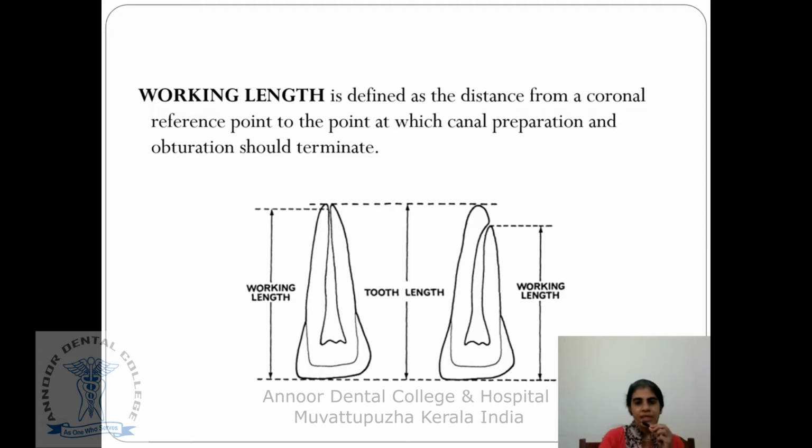The working length can be defined as a distance from the coronal reference point. It can be an incisal edge for an anterior teeth. It can be a cusp tip for a posterior teeth. So from the coronal reference point to the point where the canal preparation and finally the obturation should terminate.